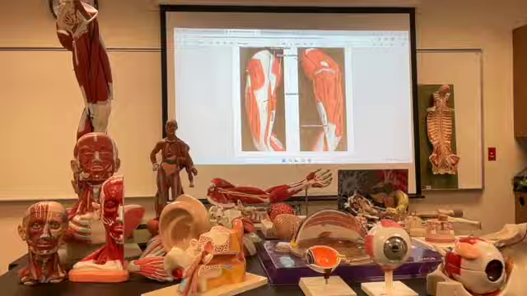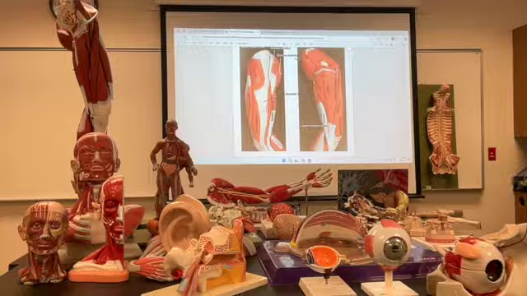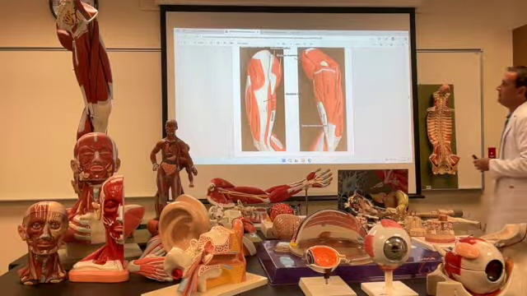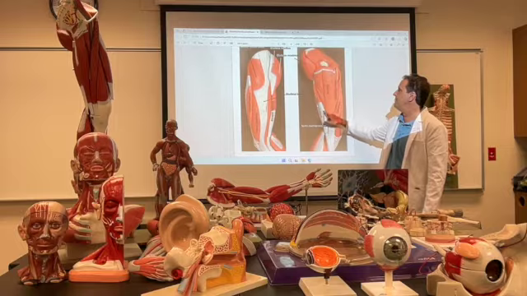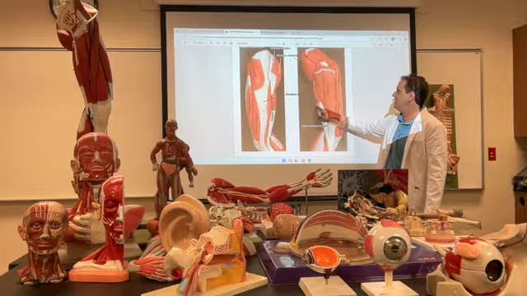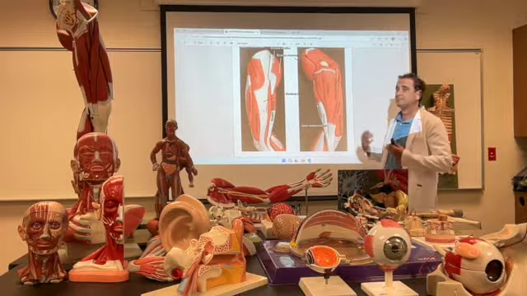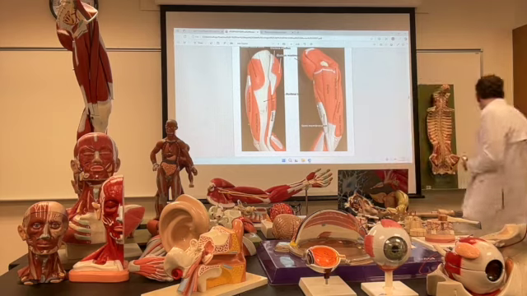Here's your tensor fascia lata leading into the iliotibial band. You have your gluteus maximus, gluteus medius. You have your semitendinosus and semimembranosus. You'll see the semitendinosus is just sitting on top of the semimembranosus. And because tendinosus has a T in it, T for top.